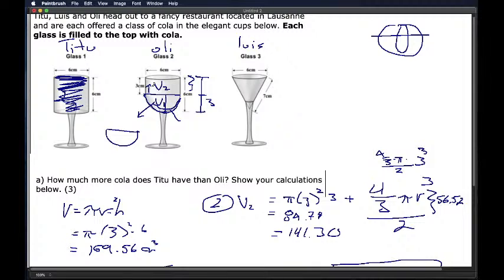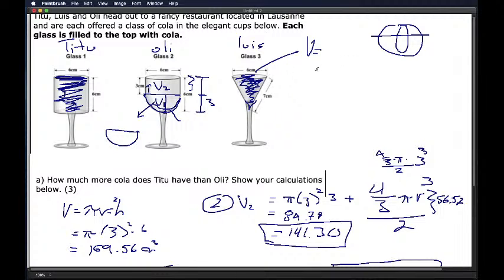And then the next question was the same thing. It was how much more Coke does Ollie have than Lewis? Well, we already know how much Coke Ollie has. It's this amount, isn't it? We added them together. So now we just have to figure out the volume of this glass. And this is a cone in here. If you look, the cone goes all the way to the bottom, and this is all filled up with Coke.